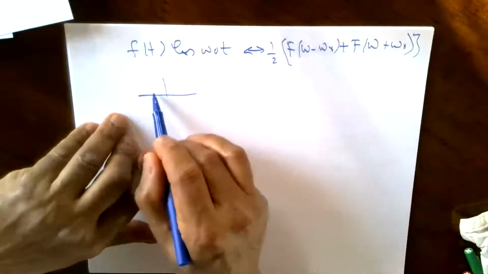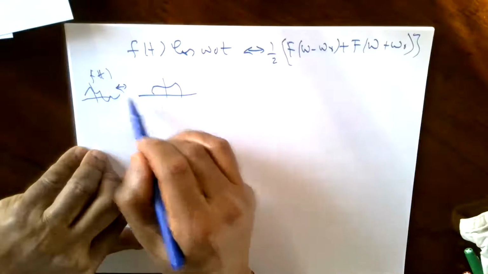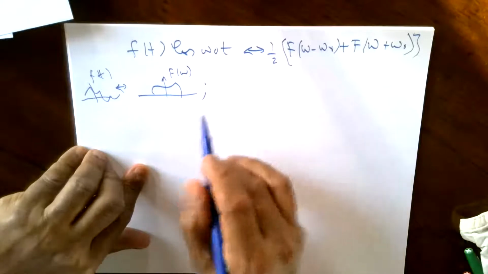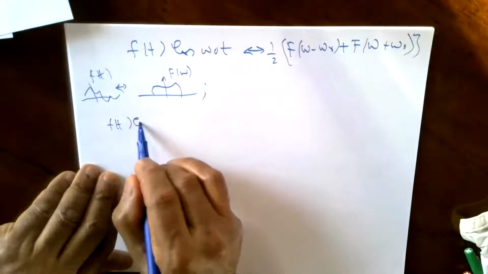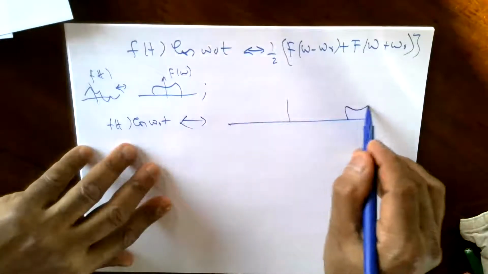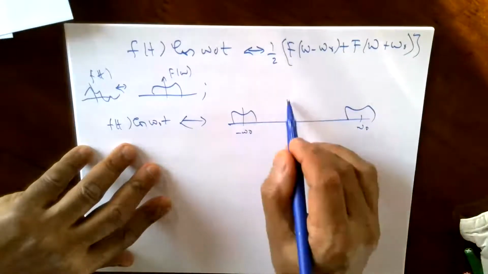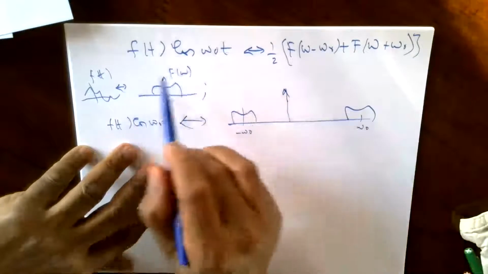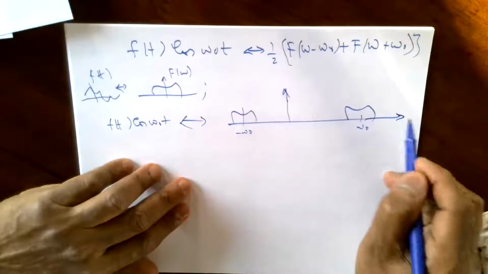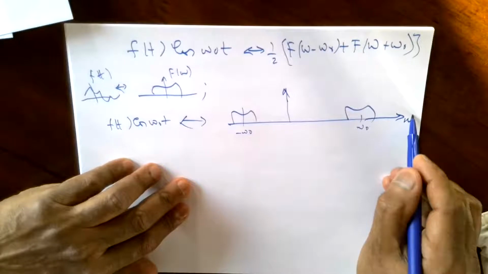So pictorially, if this is f(t), some information, and this is F(ω), the transform of f(t) cos ω0 t pictorially looks like this. It gets shifted to these places, ω0 and minus ω0. So this very process is called double sideband modulation, or amplitude modulation. You just transmit a carrier also.